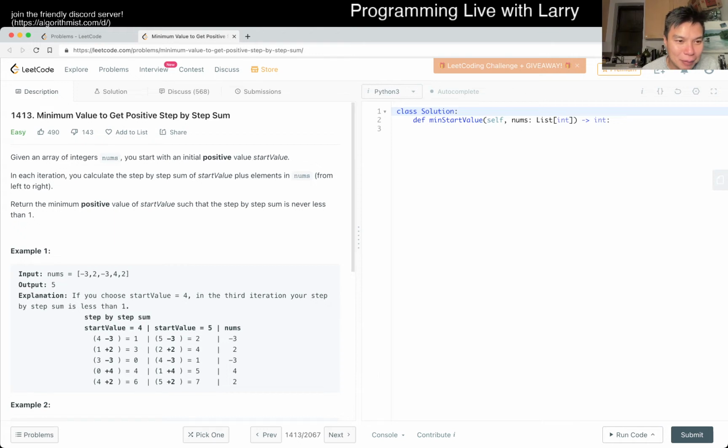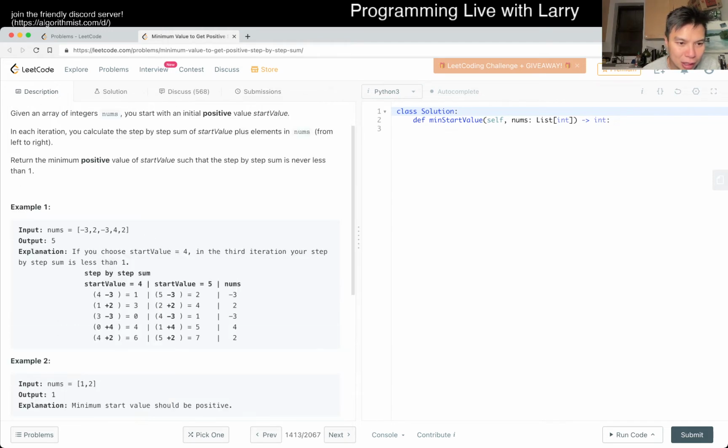I'm old. Okay. So given nums, you start with a positive start value. You can calculate the step-by-step sum plus elements in nums. Return the minimum positive start value such that the step-by-step sum is never less than 1. Okay. So we start at 4, then, okay, so 5 is less than 1.